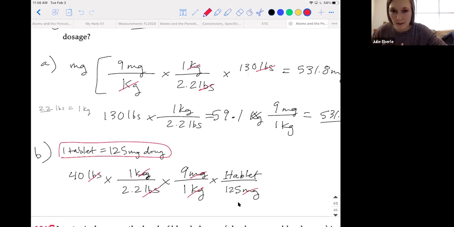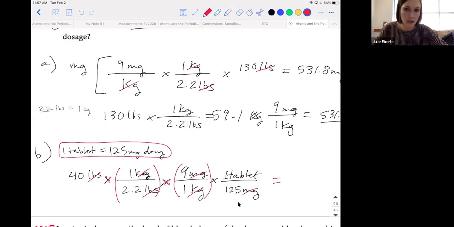So remember, setting up this all correctly, showing me what units cancel, that's half the battle. There's different ways you can do this on your calculator, but you need to start with 40 pounds, divide by 2.2, multiply by 9, and divide by 125. Or you can do times 1 divided by 2.2, but I would put in parentheses, and then times everything in parentheses 9 divided by 125, if you want to do it that way, but you don't have to.